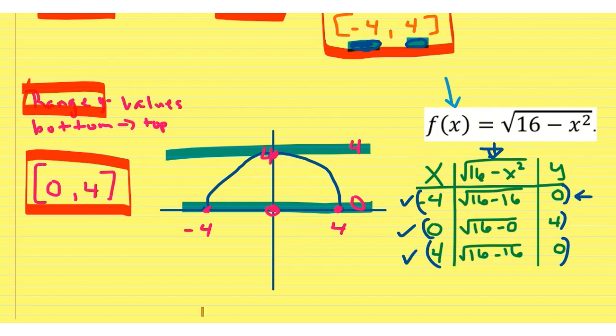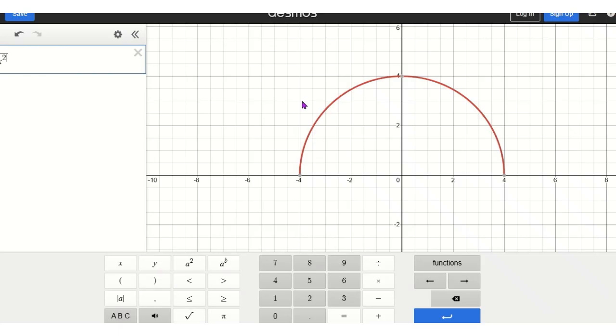We could also, instead of doing this by hand, go to Desmos. And over here to the left, you can't see it, but I've already put in y equals square root of 16 minus x squared, and it did give me this graph. It confirms that that is the graph. And of course, we can see the domain is from the left side to the right side, from -4 to 4. And the range from the bottom to the top is going to be from 0, the y values, up to 4. So 0 to 4 is bottom to top.